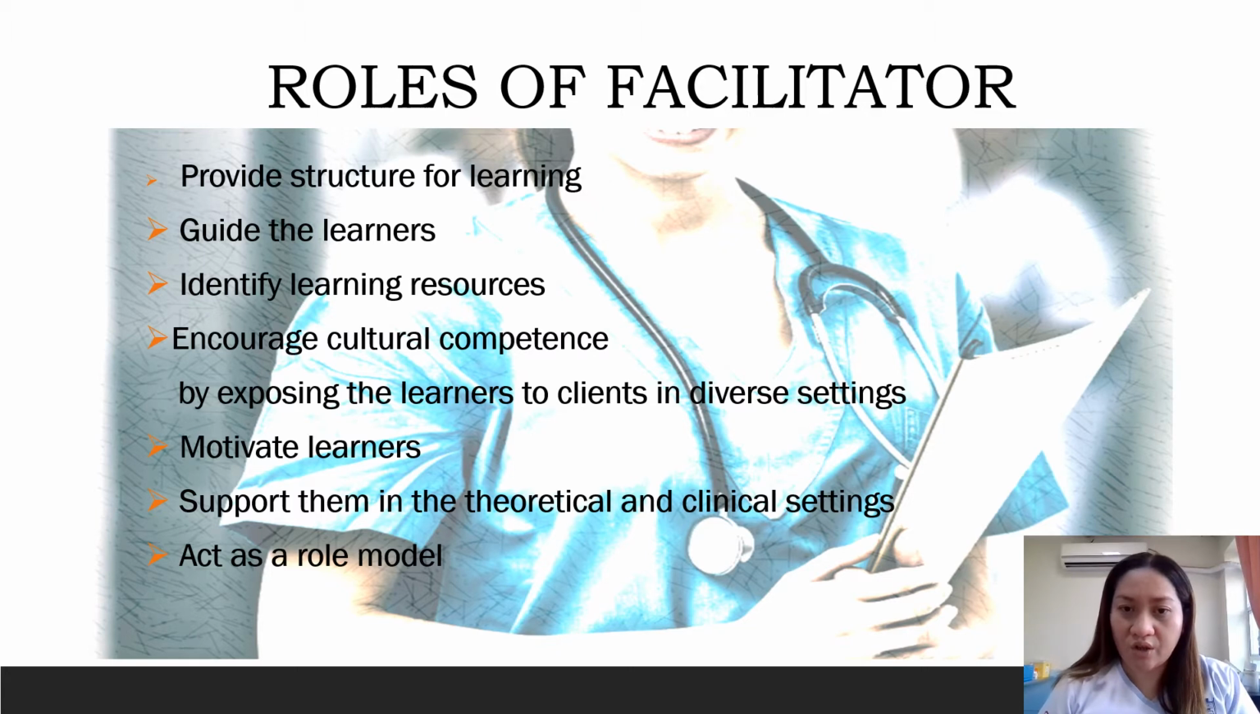Encourage cultural competence by exposing the learners to clients in diverse settings. So you have to, again, understand the language barriers, cultural beliefs. So you must be able to appreciate and find creativity in terms of how you will deal with the differences in culture.